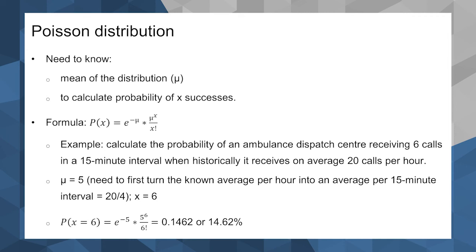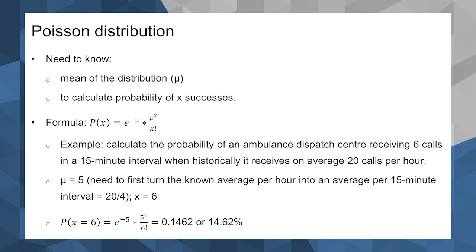So notice the average is given per hour, but the question is about a 15-minute interval, a quarter of an hour. You cannot take those 6 calls and make them 24 by multiplying by 4, because there's 4 quarters in an hour. You can't do that. You have to do it the other way around. You have to look at what is the average or mean of the distribution for the 15-minute period, and then calculate the probability of 6.